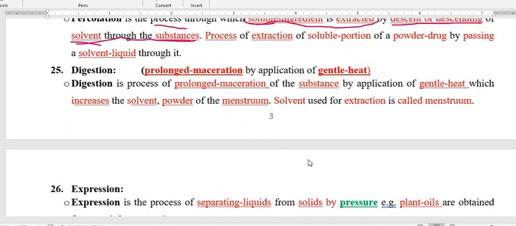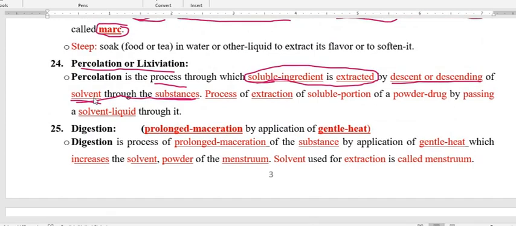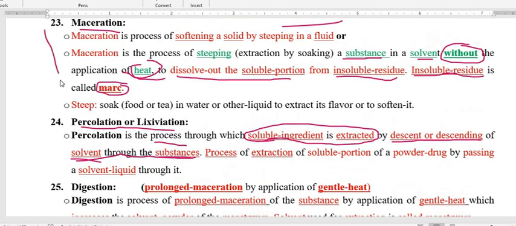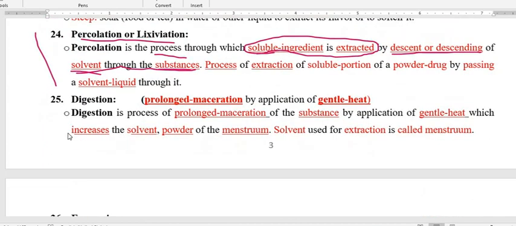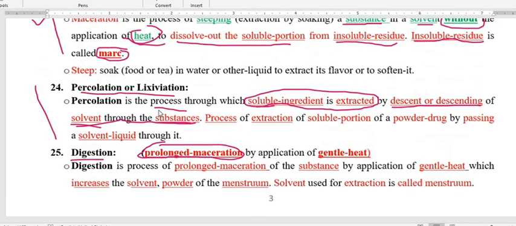Now the next term is digestion. Digestion is also simply maceration. How does percolation differ from maceration? In maceration we are directly steeping or soaking the substance in the solvent, whereas in percolation we are descending the solvent over the substance from which we want to get the dissolved material. Digestion is also a maceration process, but it is called a prolonged maceration. How does it differ from maceration?